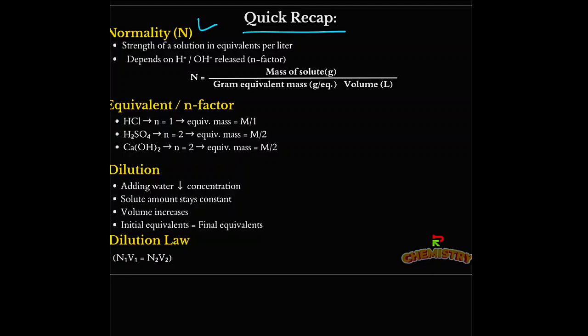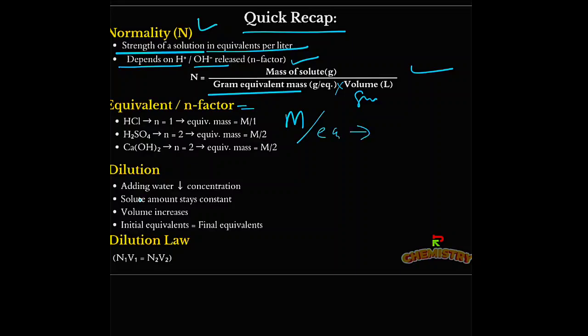Normality: what is normality? It is the strength of a solution in equivalents per liter. It depends on H+ and OH- release, that is the n factor. The formula we explained: mass of solid divided by gram equivalent mass times volume of solution in liters. What is equivalent or n factor? The equivalent is the property of an acid or a base to donate H+ and OH-. How much H+ or OH- is donated is the equivalent.